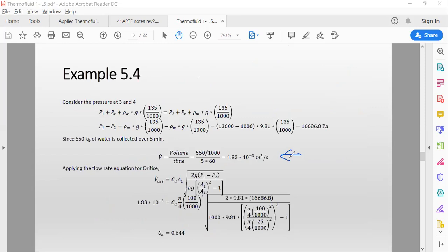Same thing, I need to find out my P1 minus P2. For P1 minus P2, I must use my chapter 3 concept: P3 is equal to P4.